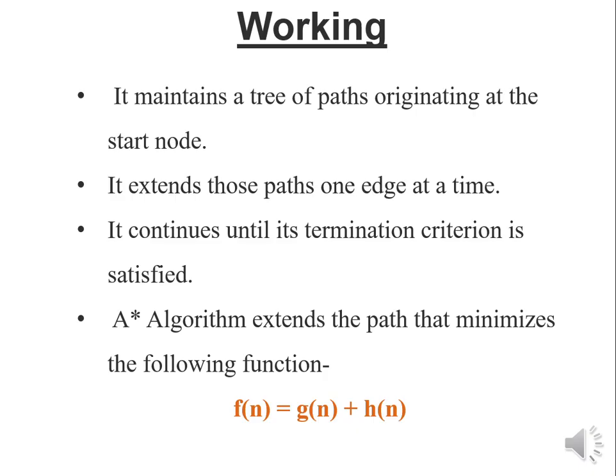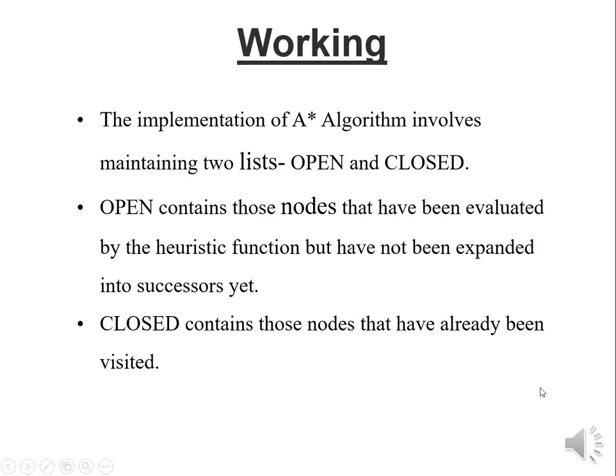And here A-star algorithm extends the path that minimizes the following function, that is f(n) = g(n) + h(n), where f(n) is nothing but the estimated minimum cost value of the entire tree, and it can be evaluated with the help of g(n) value and h(n) value, where g(n) is the path value from the start node to node n, and h(n) is the cost value of the particular node n to end node, that is goal node. And every h(n) value is connecting with the node, and g(n) value is connecting in between the nodes.